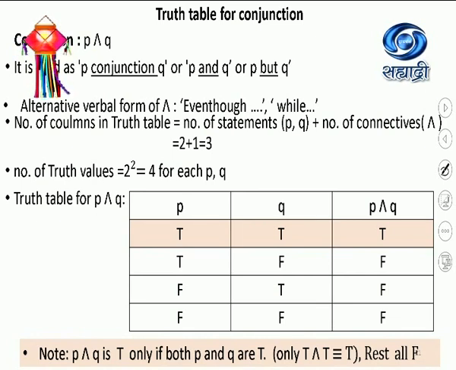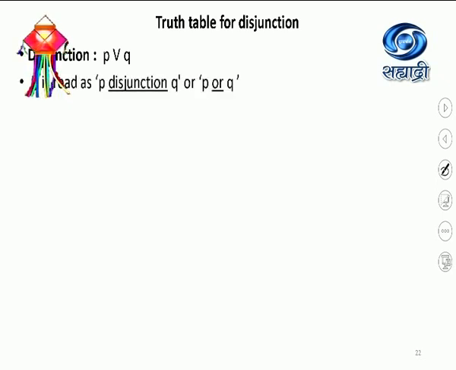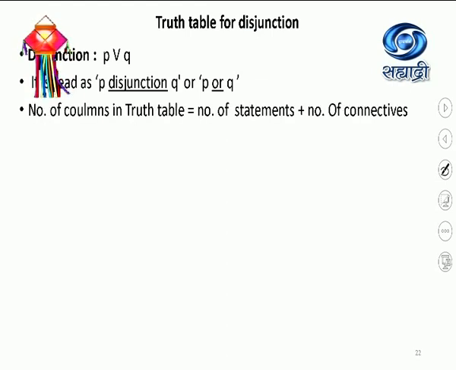Now we go for the next truth table of disjunction. P disjunction Q. Symbol is letter V between the two simple statements denoted by small letters P and Q. It is read as P disjunction Q or P or Q. दोनच पद्धतीने तुम्ही म्हणू शकता. आणि मला सोपं पडतं P or Q, or if you are comfortable with P disjunction Q, its meaning is one and the same. Number of columns in the truth table will depend upon the number of statements and number of connectives.